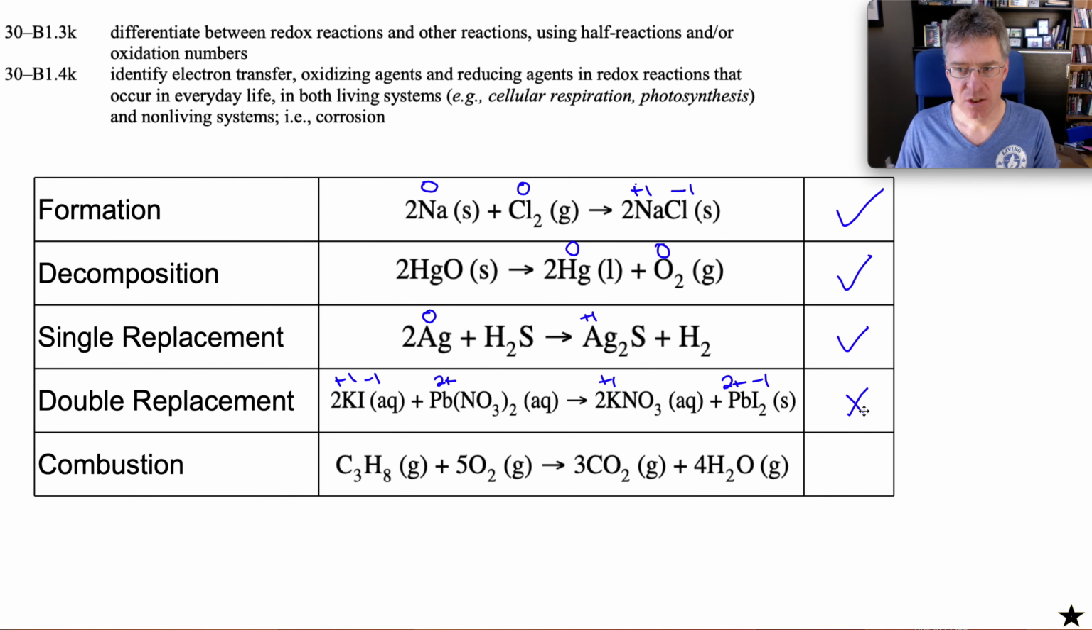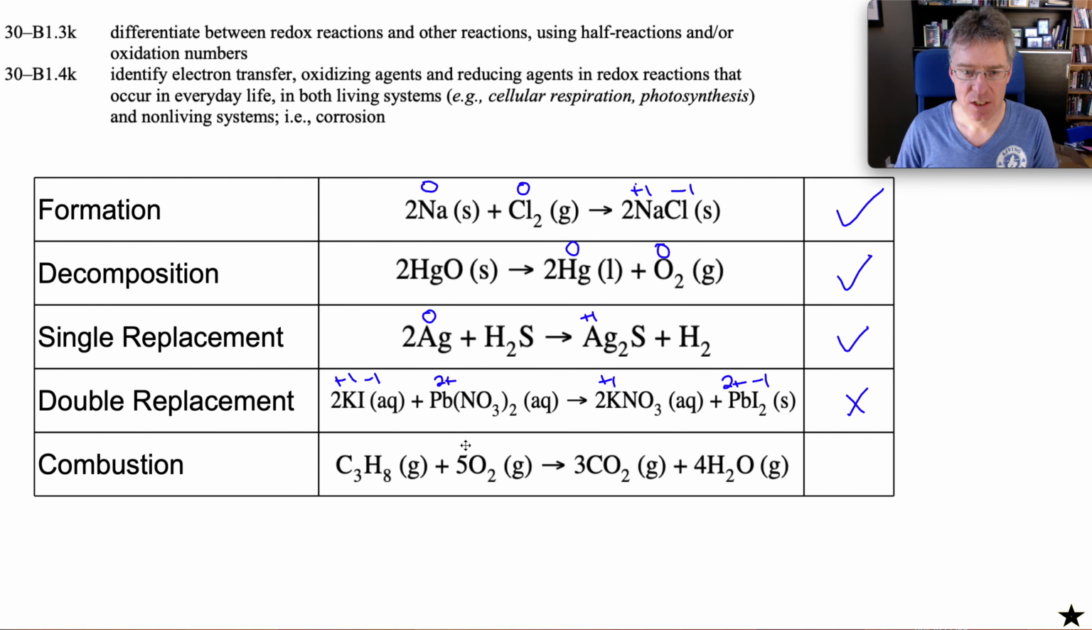Now, to test you, or really make sure teachers do a good job teaching, they'll have some examples where 2 things become 2 things. And that might be double replacement or may not be. So watch for 2 things becoming 2 things. But if you can see it's just 2 pairs of ions switching places, it's not redox.